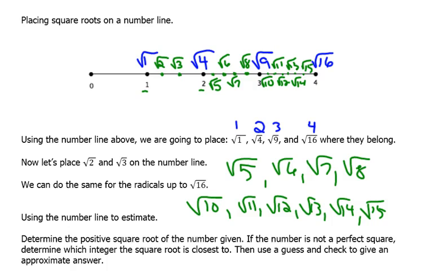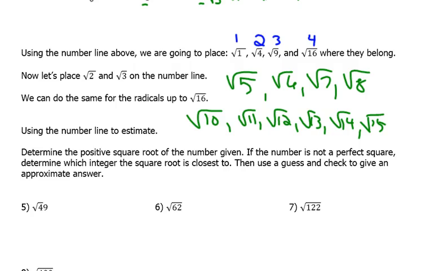So now we can use this idea of the number line to help us predict, if it's not a perfect square, what numbers is it going to be in between? Okay? So hopefully you see how that worked. So first I want to determine the positive square root of the given number. If it's not a perfect square, determine which integer the square root is closest to. Okay. So the square root of 49, that's one of my perfect squares, that's 7, because 7 times 7.